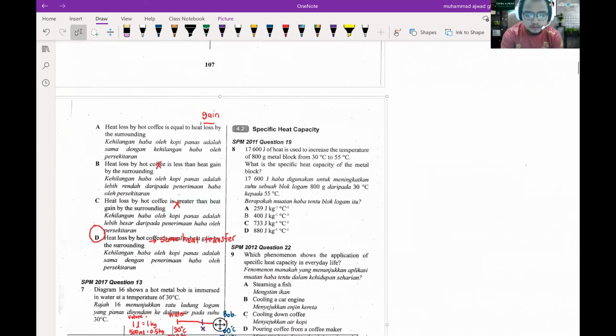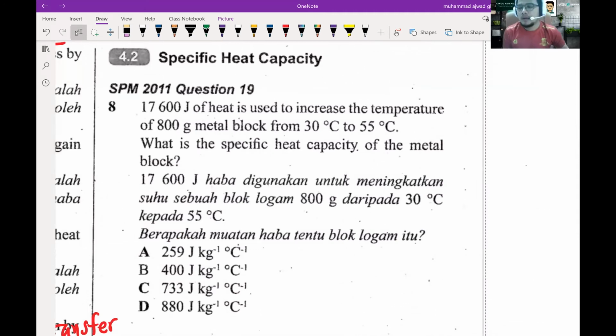Number 8. So dah start dengan 4.2 which is specific heat capacity. So specific heat capacity, ingat balik tadi cikgu dah tulis kat atas juga, it is used for the heat absorbed or released just to change the temperature. Okay, contoh kat sini, dia nak change temperature from 30 to 55. Temperature apa? Temperature of metal block. Secara logiknya pun kita boleh fikir yang metal block from 30 to 55 takkanlah dia melt. Dia tak melting.